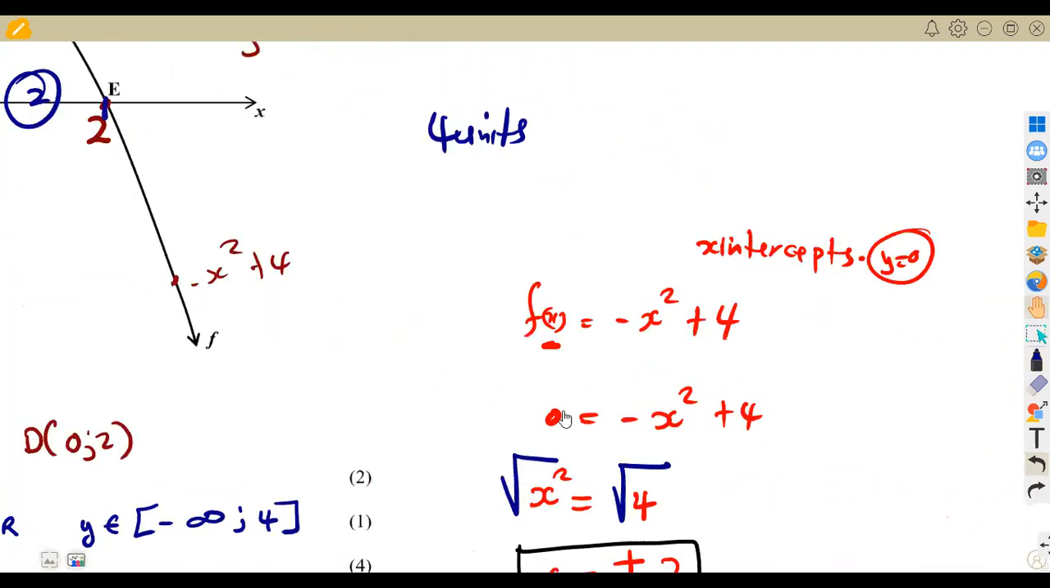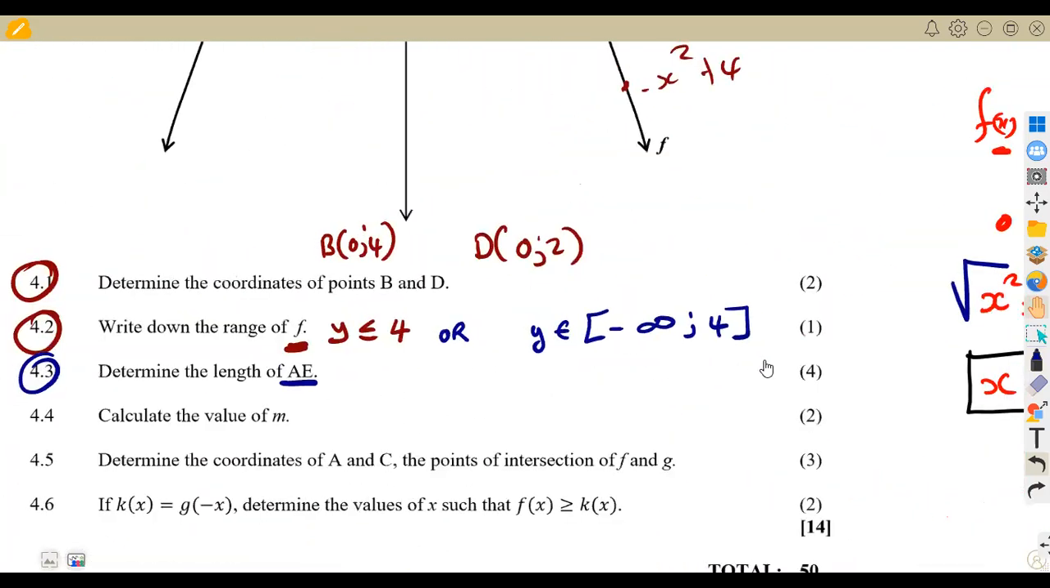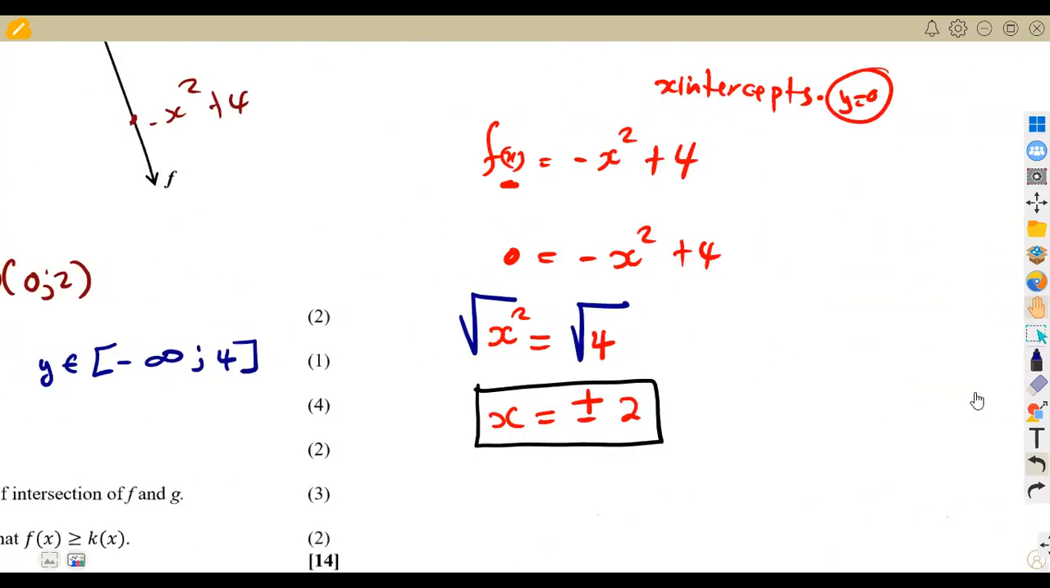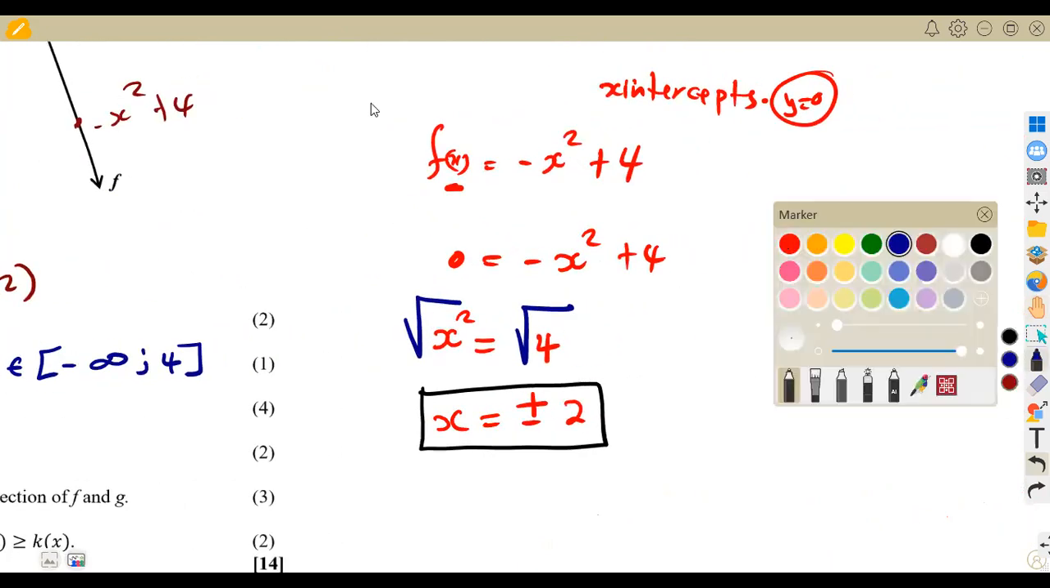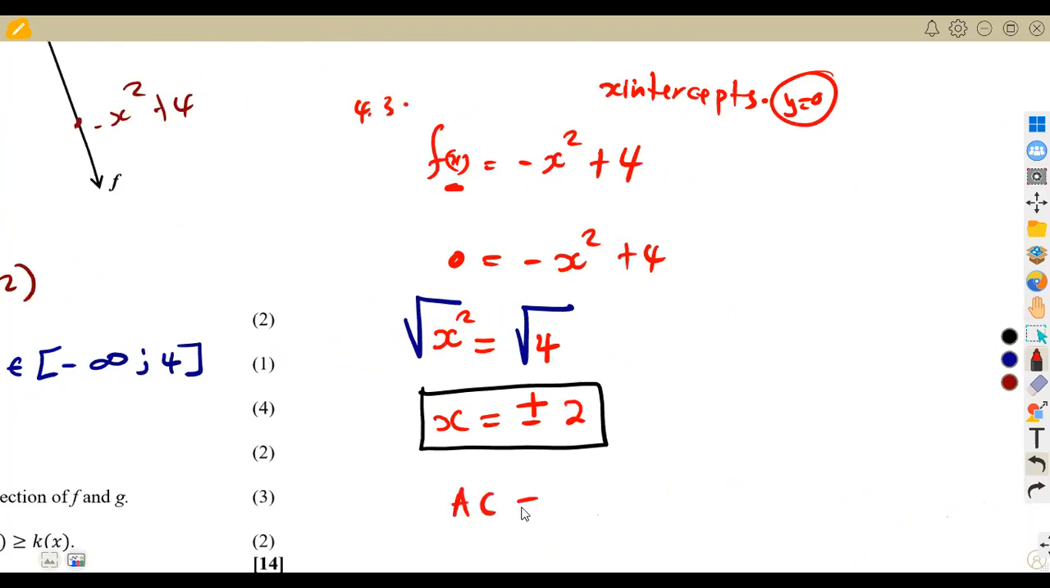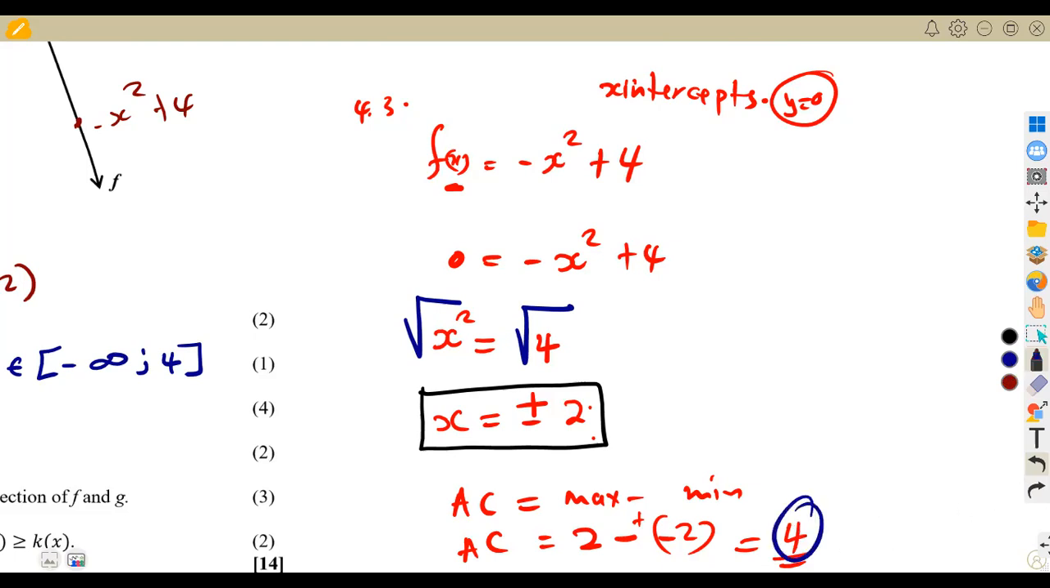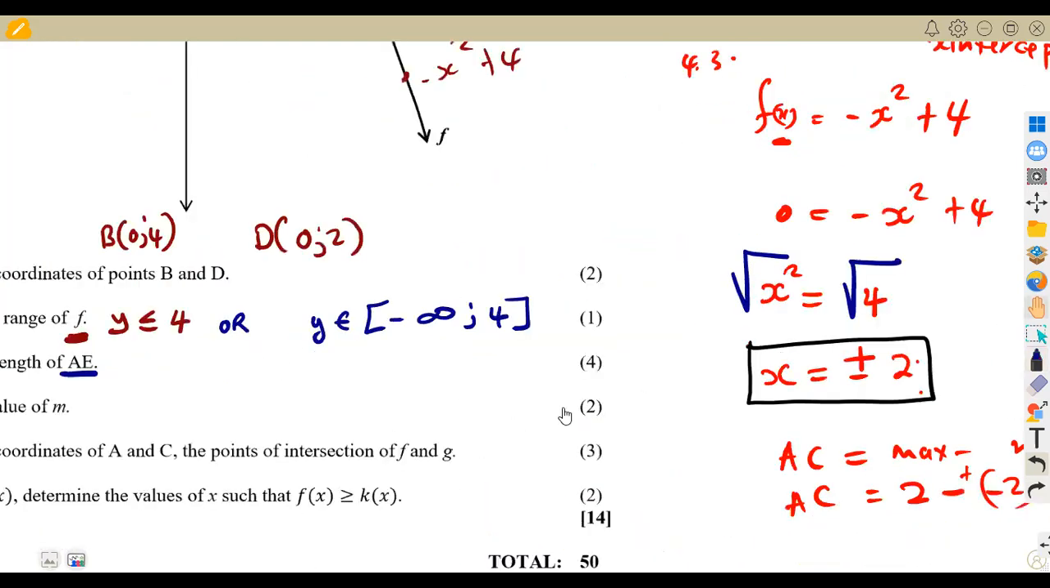I explained about that. So at the end, AE, this is question 4.3. We're going to have the distance of AE, which is the maximum value minus the minimum value. The maximum value is +2, minus the minimum value, which is -2. So that's negative, which is a positive. So 2 plus 2 is 4. So the distance of AE is 4 in this case, or you can just write 4 units. That is for AE.